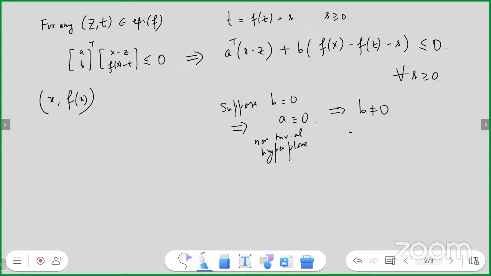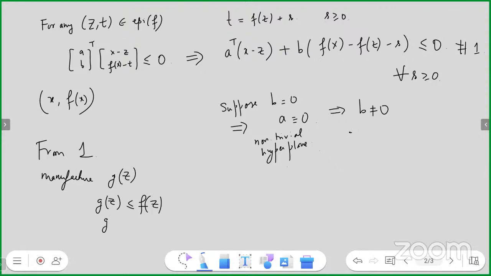Is the goal clear? What we are asking? From this equation, let's call this equation 1. Define, or manufacture, whatever, let's call it manufacture g of z such that g of z is less than or equal to f of z. A requirement for me such that g of x is equal to f of x. That's it.